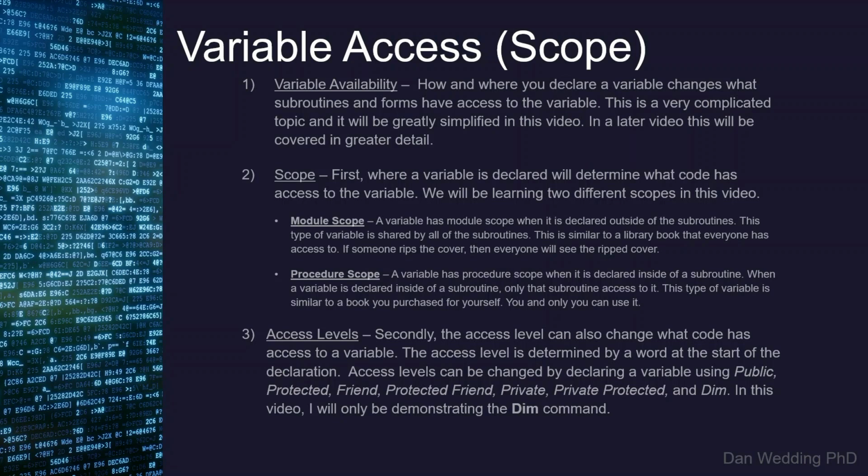Secondly, the access level can also change what code has access to the variable. The access level is determined by a word at the start of the declaration. Access levels can be changed by declaring a variable using public, protected, friend, protected friend, private, private protected, and dim. In this video, I will only be demonstrating the dim command.